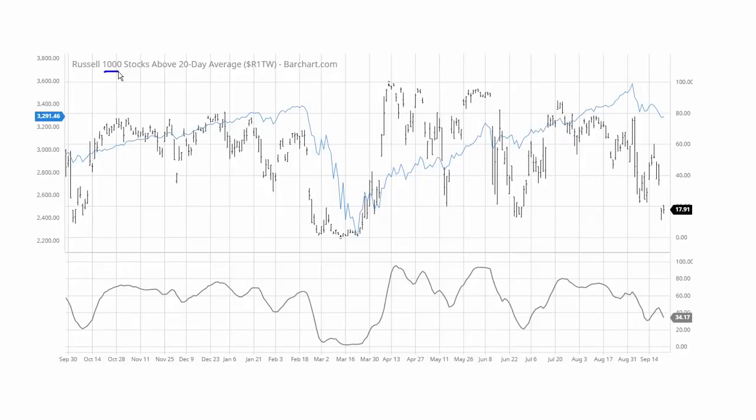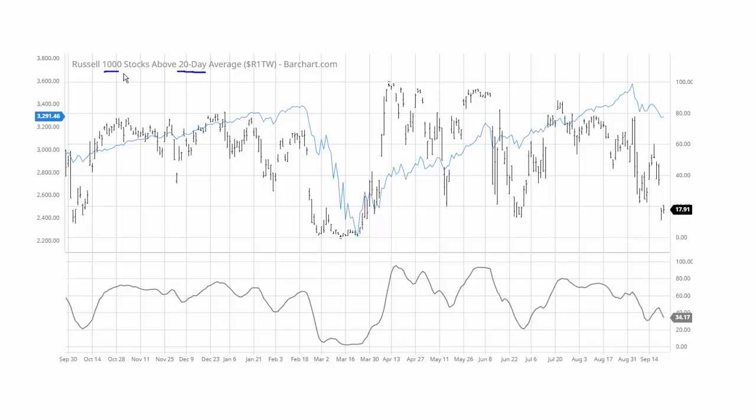All right, here is the Russell 1000 stocks above their 20-day moving average. I use various indexes. I like the Russell 1000 because there's only one stock in the Russell 1000 that's not $1 billion. So the Russell 1000 contains every single $1 billion company that trades in the U.S.